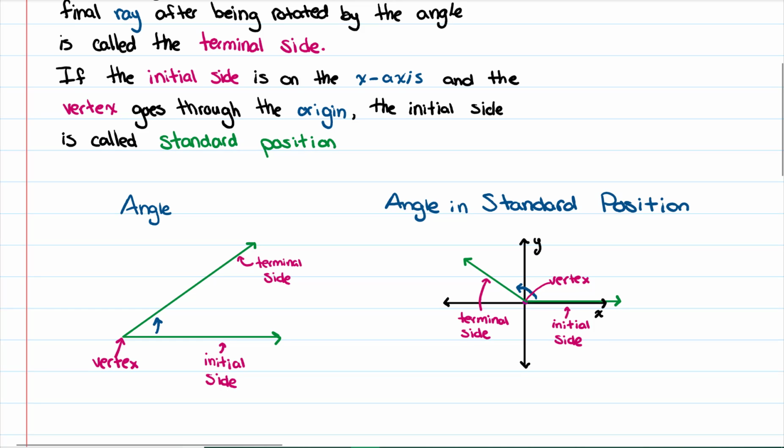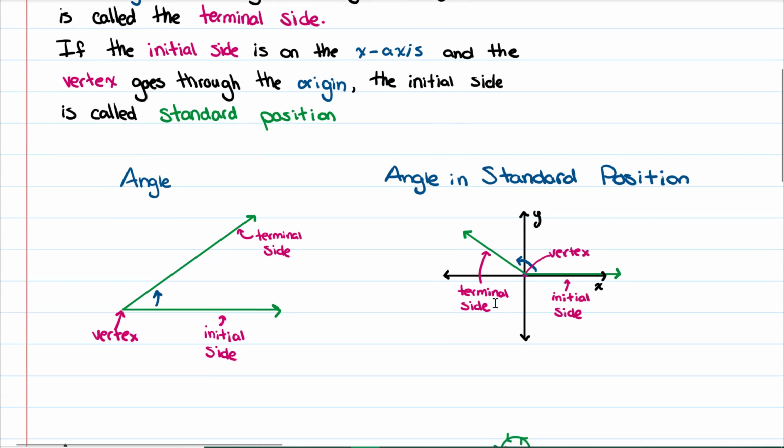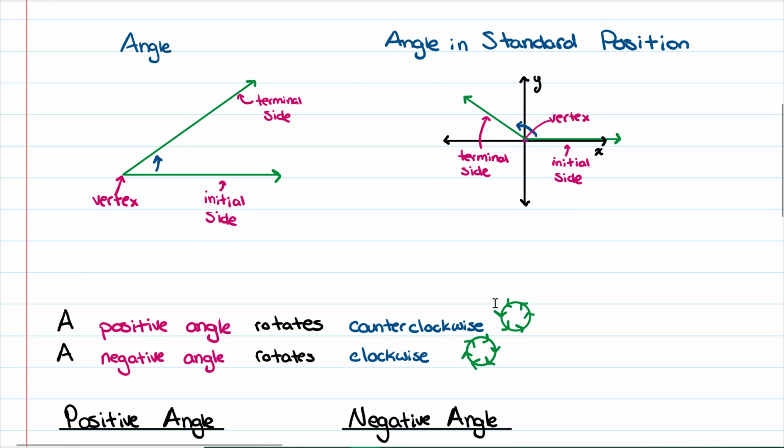So this is what an angle looks like. You have the initial side here, and then you rotate up and you get the terminal side. The point where the two rays connect is the vertex. If the angle is in standard position, that just means the initial side is on the x-axis. A positive angle rotates counterclockwise, and a negative angle rotates clockwise.